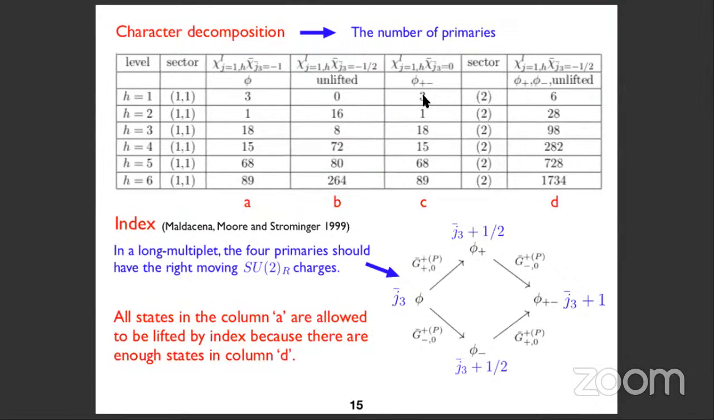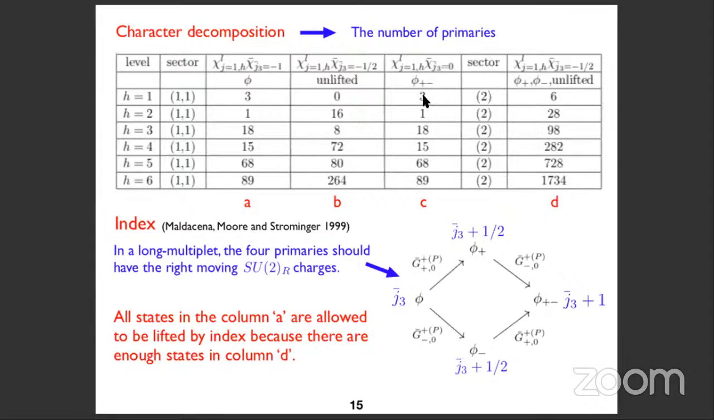I think what Bin managed to do here was, normally if you want to count with Maldacena, Moore, Strominger all the protected states at a given level, some of them are new primaries at that level, and some are just descendants of states which were primaries at lower levels. So if something was unlifted at a lower level and you have a descendant, it will obviously also be unlifted. So it's not very useful to count those. It would be great to actually count the ones which are new primaries at that level, which are unlifted.